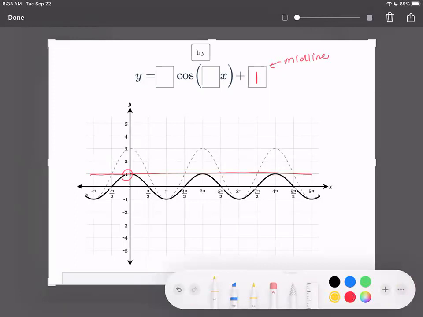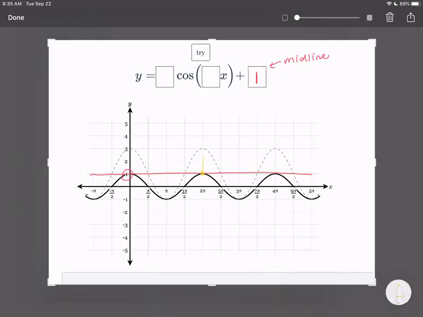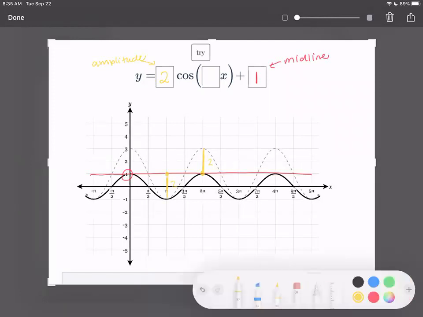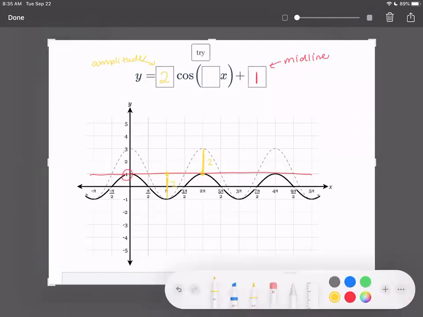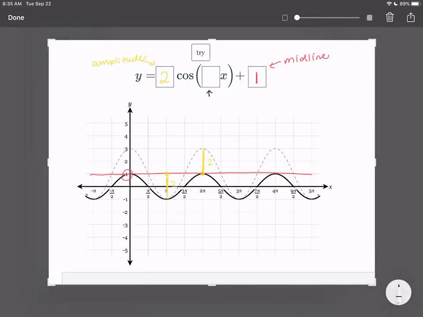After the midline, let's do our amplitude. Remember that's the distance from the midline to the top or the midline to the bottom. And when we count that, we get that it is 2. So we put 2 over here to represent our amplitude. And last but not least, we have our b value, which remember is not the period, but it's related. It's 2 pi over period.